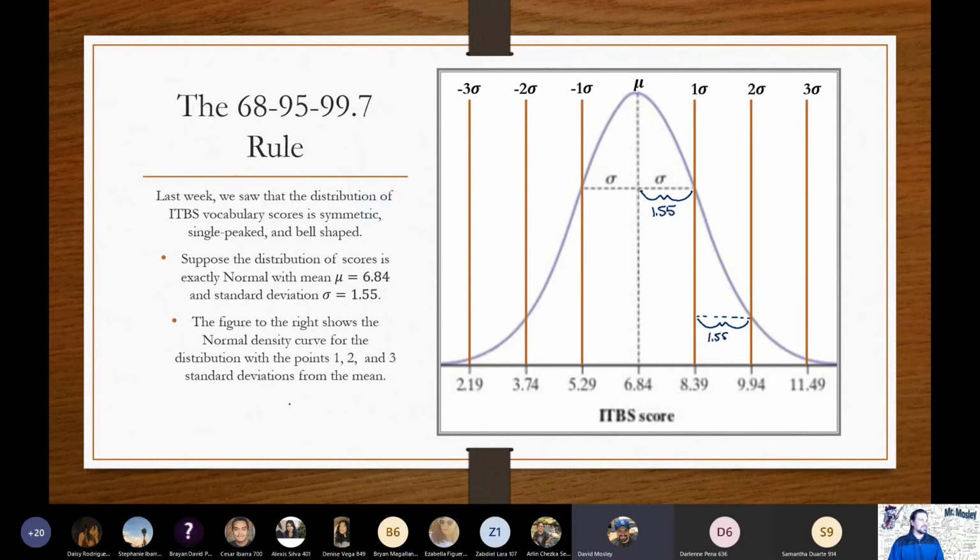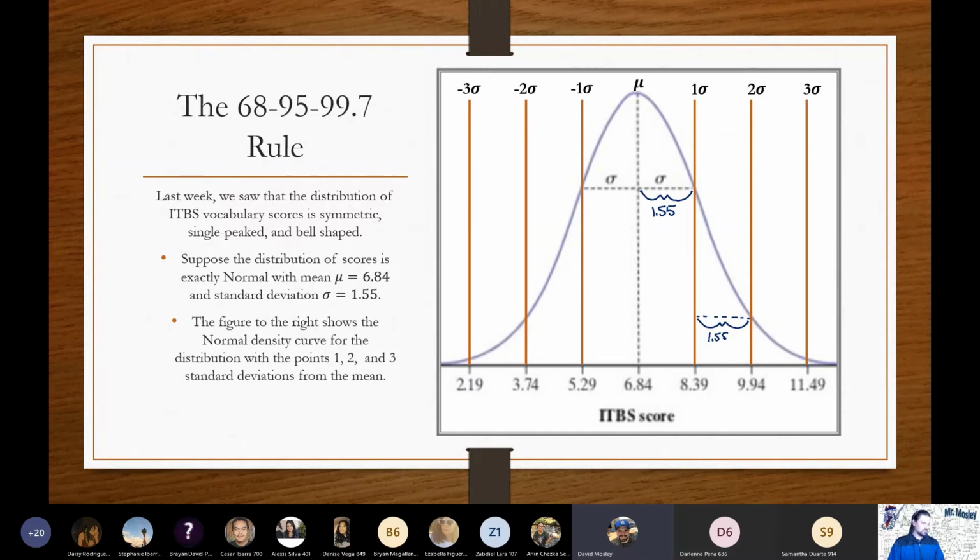The figure to the right shows the normal density curve for the distribution with the points 1, 2, and 3 standard deviations from the mean. That's what I have labeled across the top. We have the mean at the top, and then 1 positive standard deviation, 2, 3, and less 1 standard deviation, 2, and 3 standard deviations. So that's what our picture is showing here. We'll get back to this example in a moment.